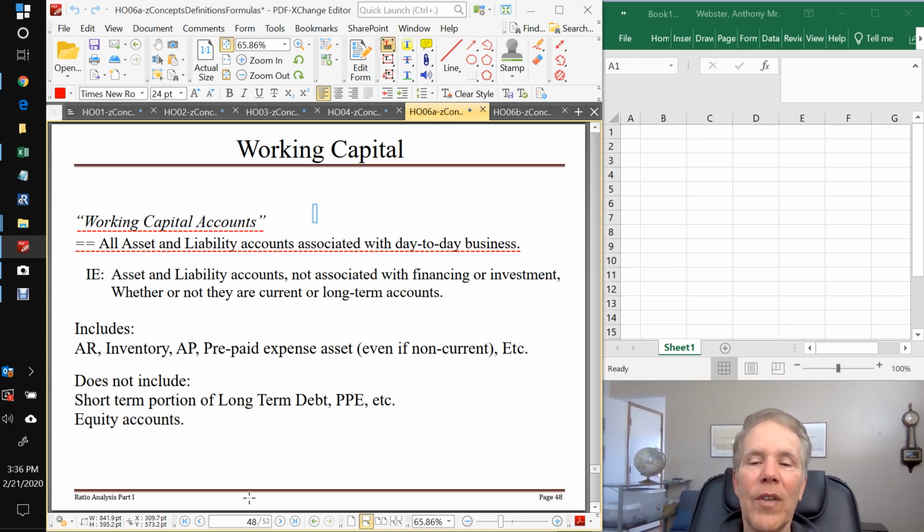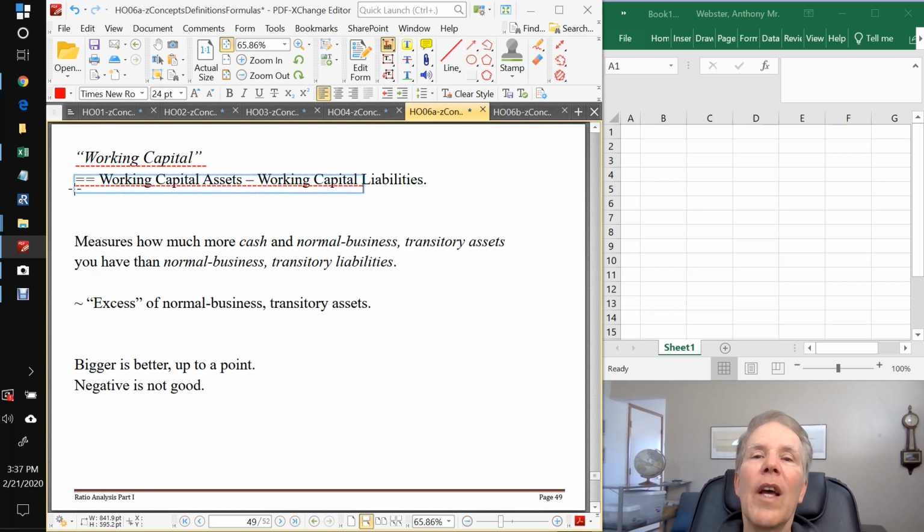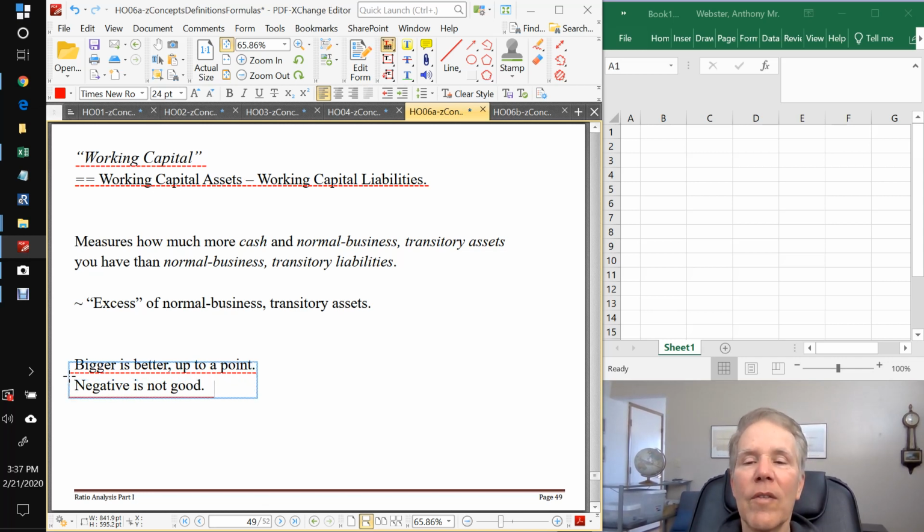So you need to have memorized that definition and see how that all plays out down here. And once we know what working capital accounts are, we also need you to know the definition of working capital. This comes up in finance every day, basically. So you need to know that definition. And I've got it described for us here. And this one, even though it's not a definition, a ratio, we can talk about it sort of like it is. Bigger is better up to a point, and negative is never good.